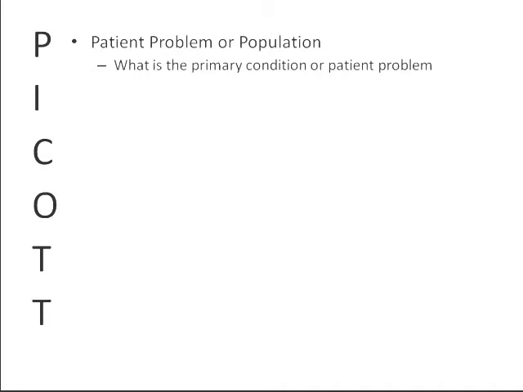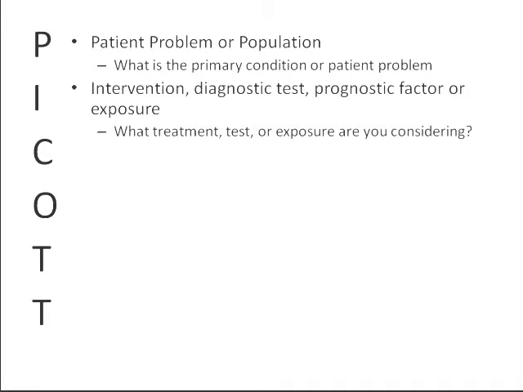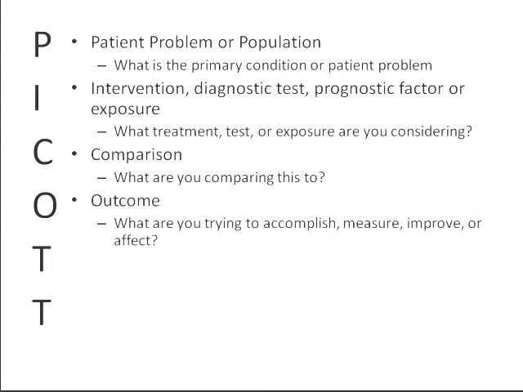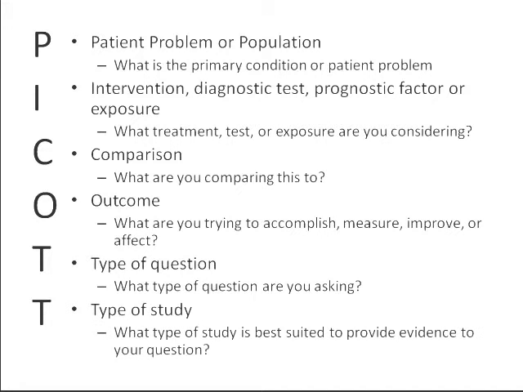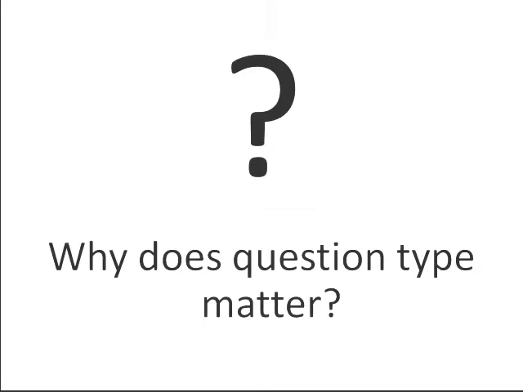This is a mnemonic to help remember all the important parts of a clinical question. P is for the patient problem or population. I is for intervention, diagnostic test, prognostic factor, or exposure. C is for comparison. O is for outcome. The first T is for the type of question you're asking, and the second T is for the type of study that would be best suited to provide evidence to your question.